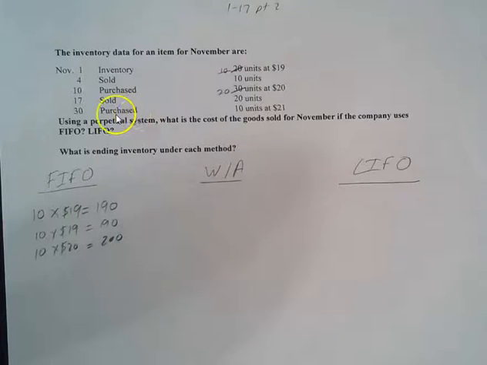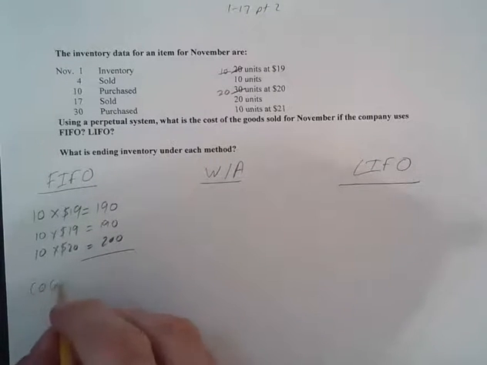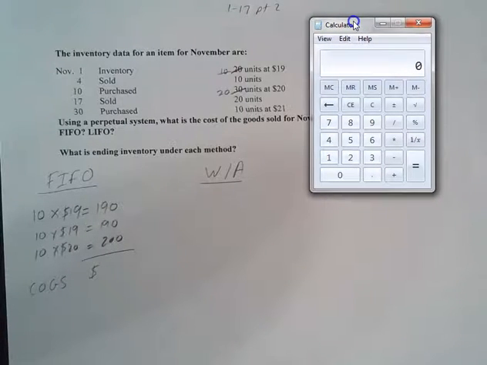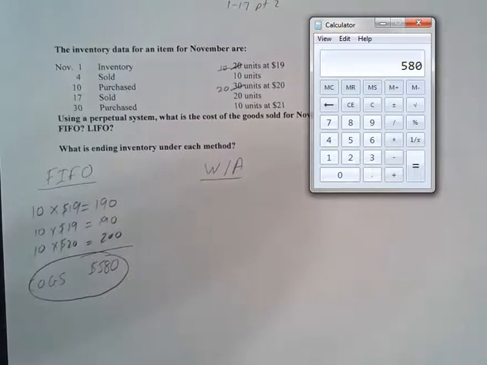Now, notice we have another purchase right here, but we don't have any more sales. So we have all the information that we need to determine cost of goods sold. So let's bring our calculator over here, and we're just going to take these three numbers and add them up. 190 plus 190 plus 200 equals a cost of goods sold of $580. Okay, so that's the first out of 6 things that we're going to calculate.